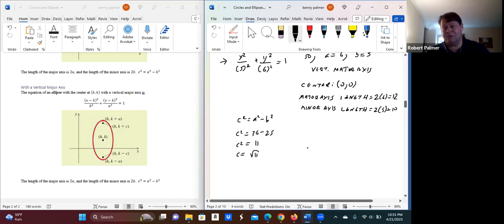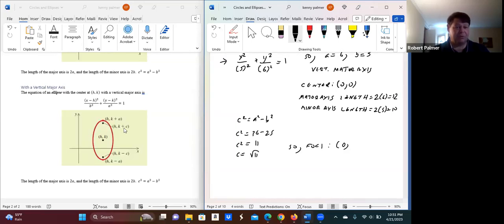So our foci, we're going to have two of them. One is h, the x coordinate of our center, which is 0, and k, the y coordinate of our center, which is also 0, plus c. That's 0 and the square root of 11. The other one is h, which is 0, and k minus c. So k is 0, minus c is negative square root of 11.